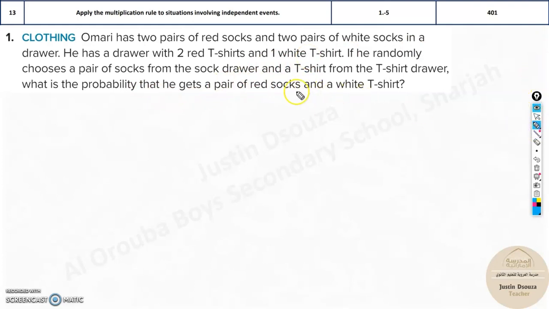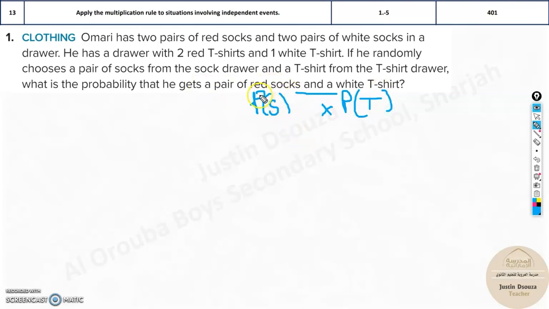It is very, very important to know this word, and. And means it's multiplication. All you need to understand is what is being asked over here. Red socks and white t-shirt are not dependent on each other. They are independent. Socks are something separate. Whatever is happening to the socks does not affect the t-shirt, because the total number and favorable numbers are different. So let's find the probability of socks, and then the probability of t-shirt.